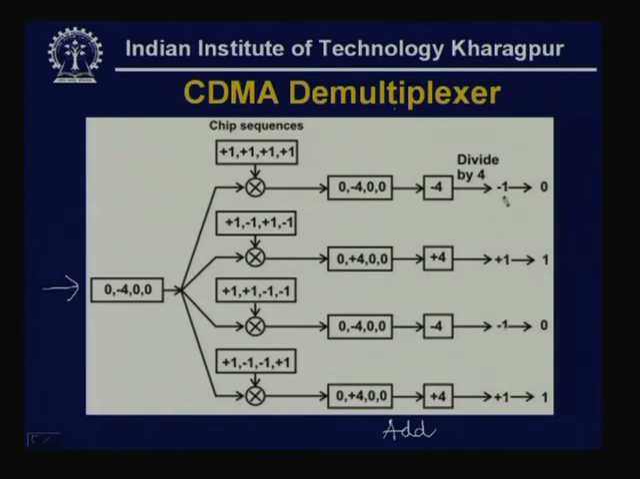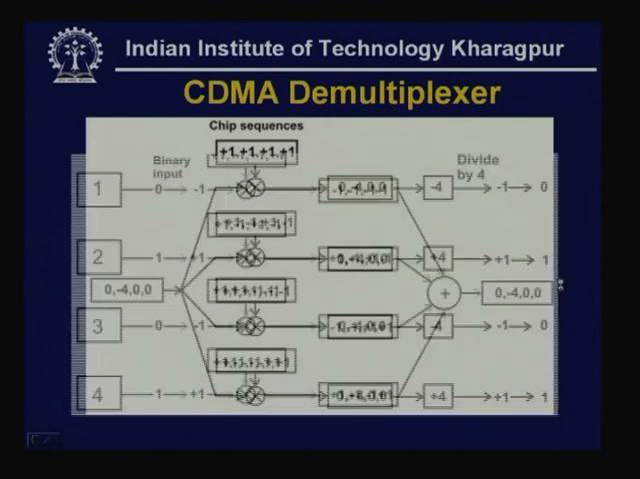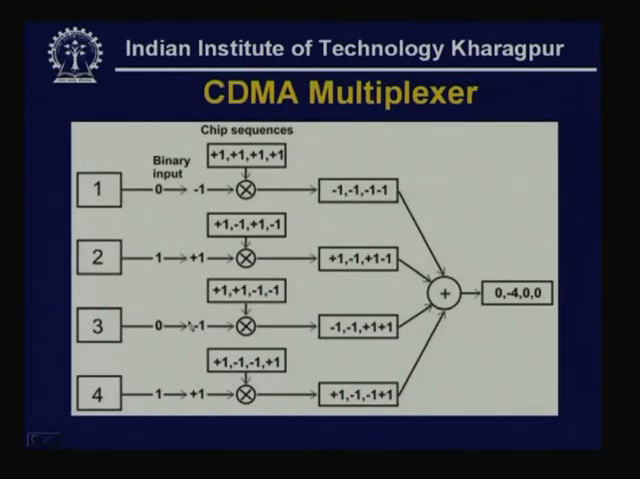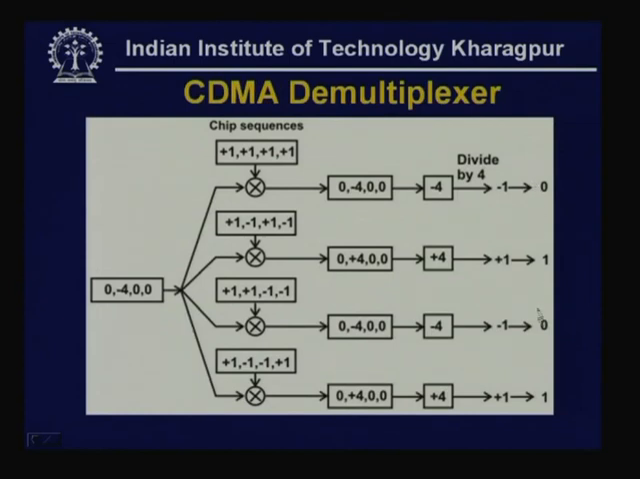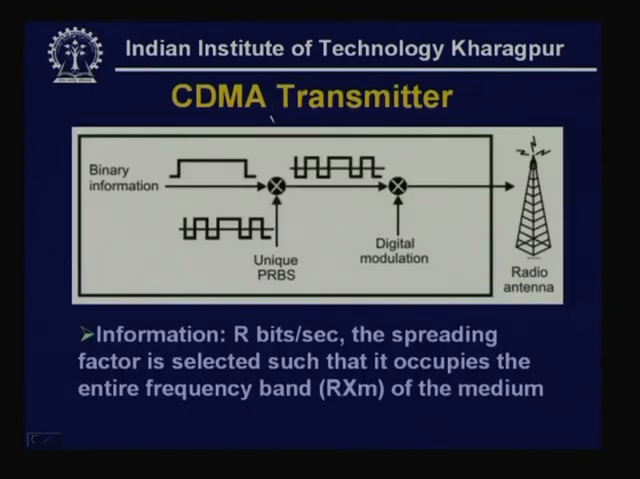So, as you know, minus 1 is nothing but 0, plus 1 is nothing but 1. So, whatever was transmitted, that 0 1 0 1, as you have seen, that 0 1 0 1 is now recovered. So, all of them were sent simultaneously, and at the demultiplexer they can be separated out again by multiplying with chip sequences. So, in practice, this is being done in this way.